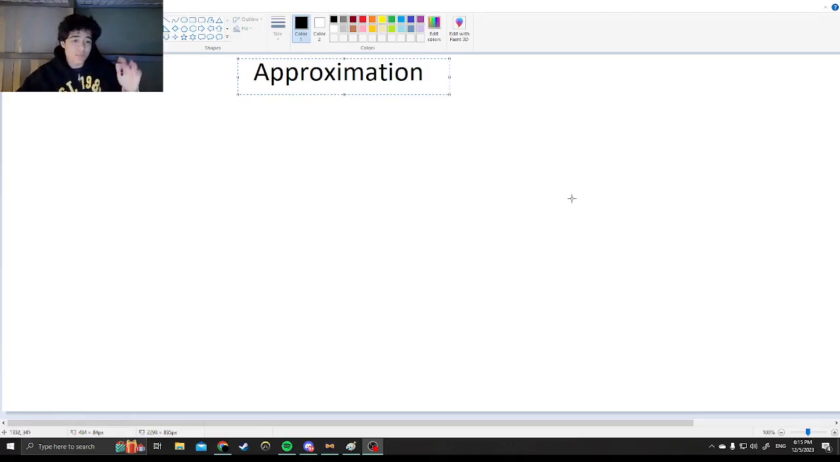Next, we're learning about approximation. Approximation is pretty simple, pretty easy, pretty straightforward. So we're going to go through this pretty fast. All approximation is, you use a tangent line to estimate a point of your function line.